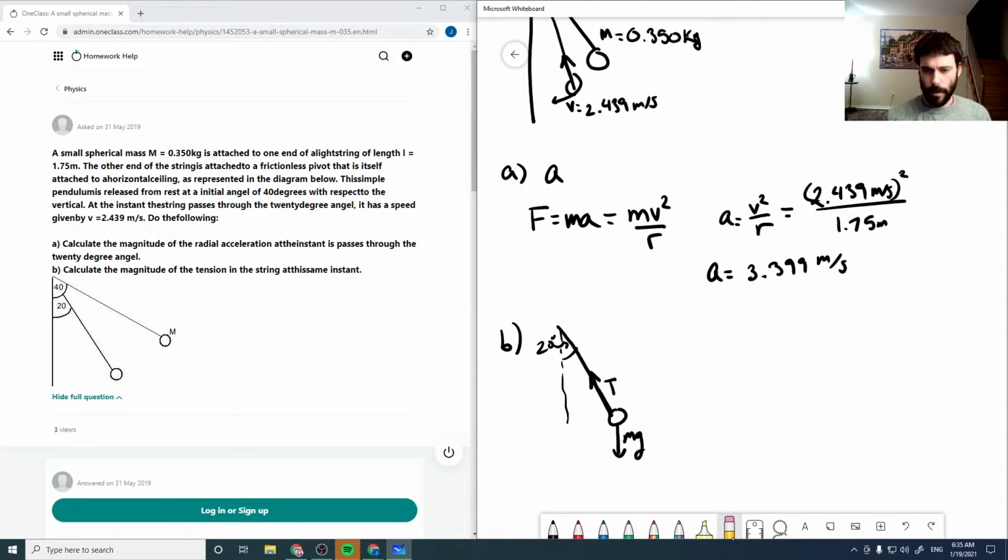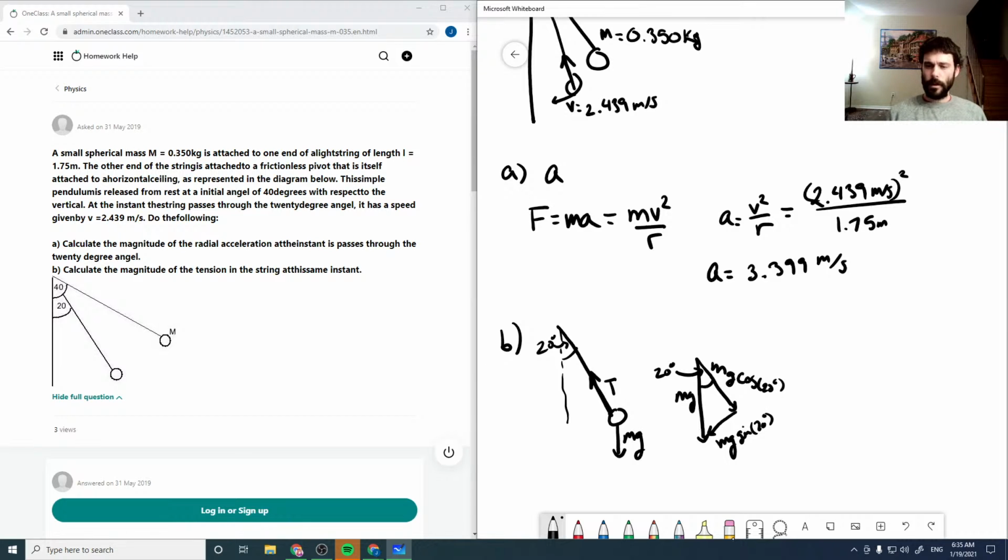Okay, sorry, mg is straight down. So the radial component here and the tangential component here. And so we can see this is a similar triangle. So that angle there is 20 degrees. And so then this is mg cosine of 20 degrees. And this is mg sine of 20 degrees.